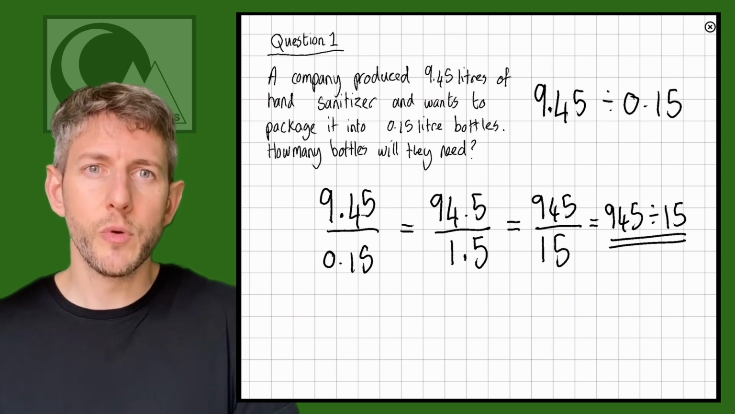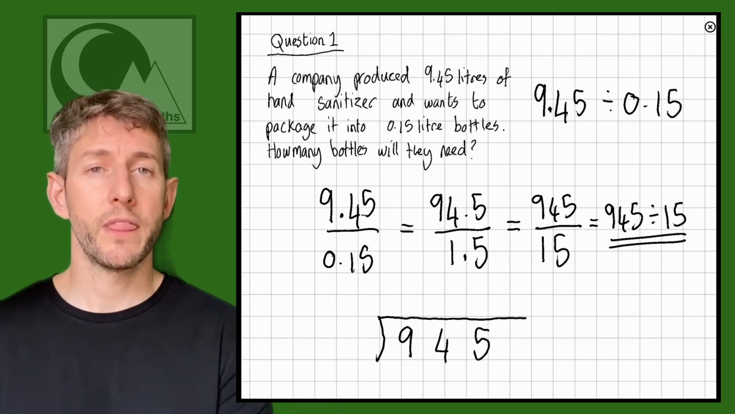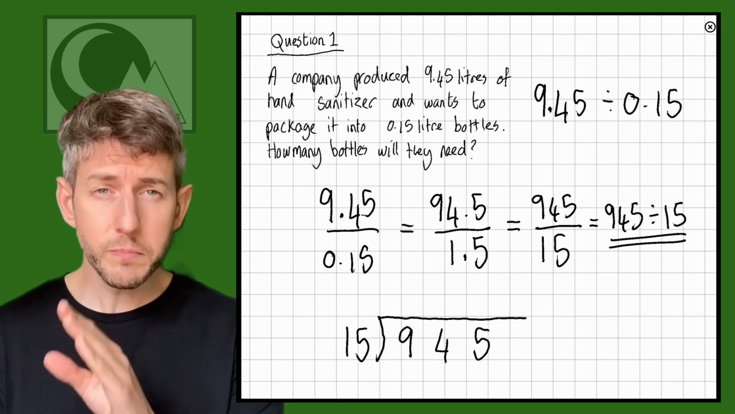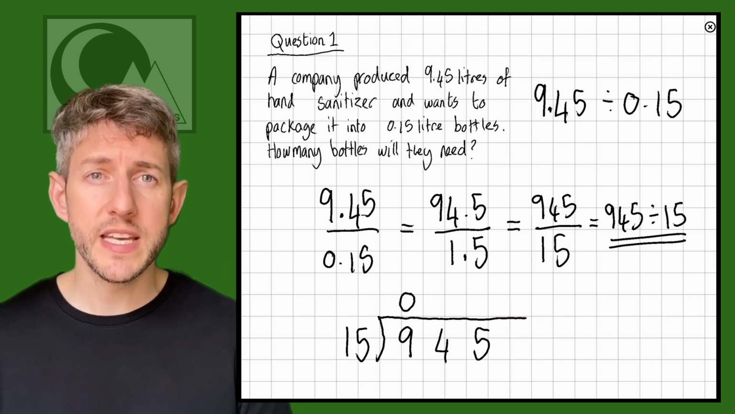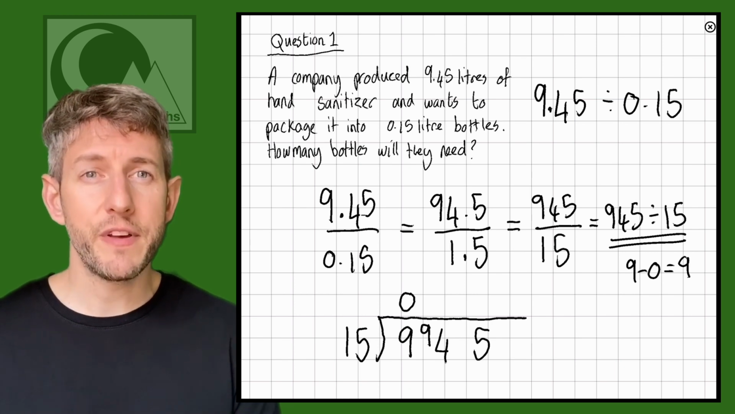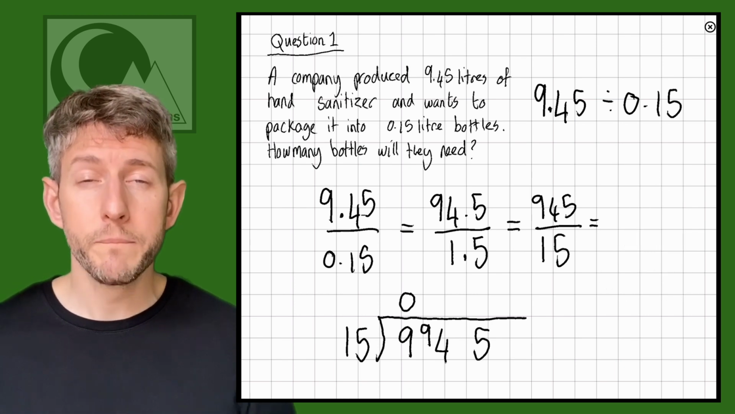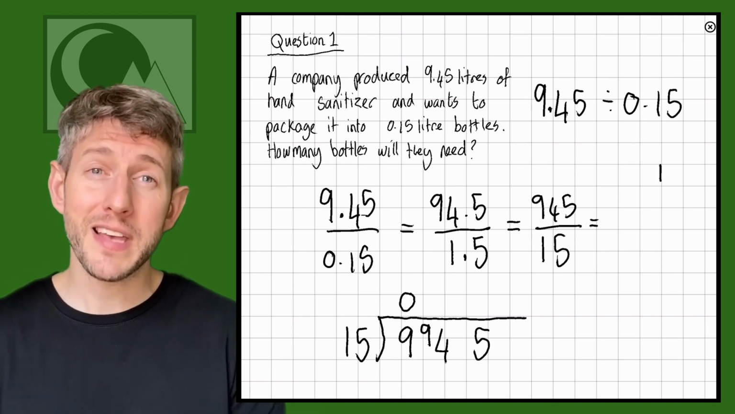So the 945 got there first, so that's going to go underneath the bus stop. The 15 is on the outside. How many 15s fit into 9? They don't go, so I put a 0. I've still got all of that 9 left. So now I'm looking at how many 15s go into 94. Now, if you're not too up there on your 15 times table, don't worry. You just have to write it down.